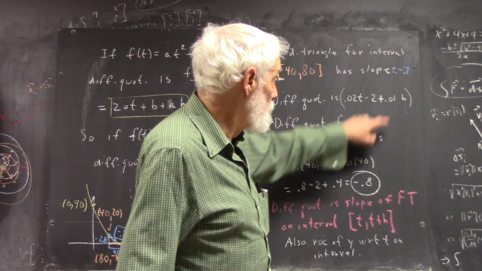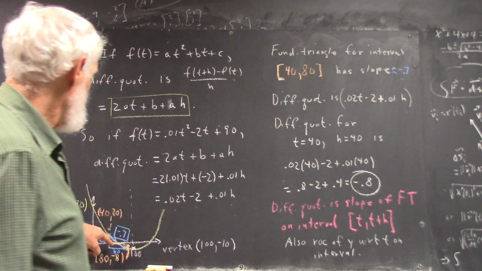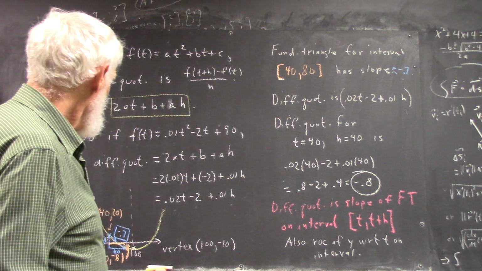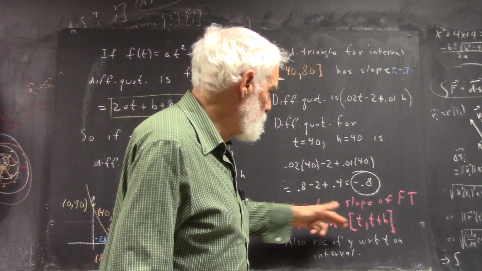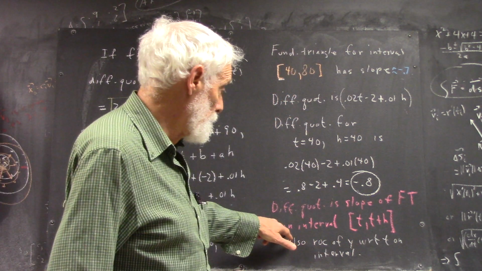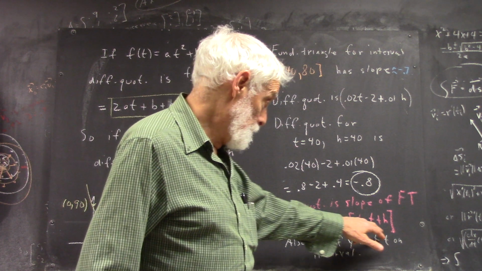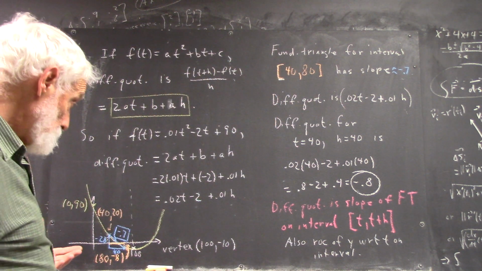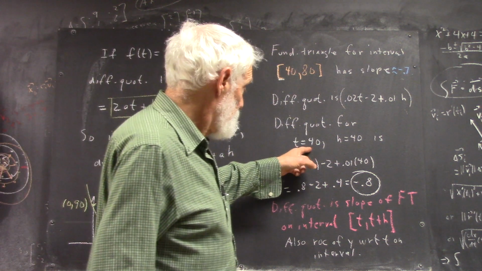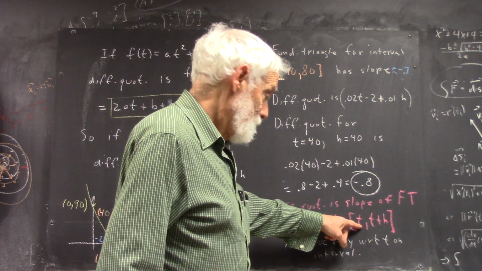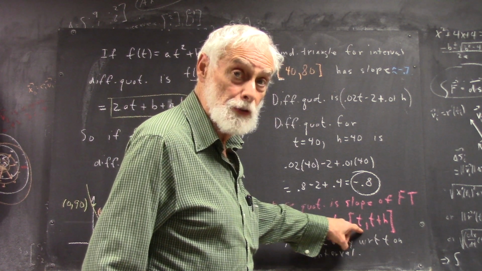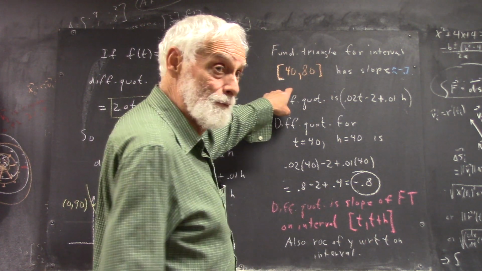So this is negative 0.8, where the slope of this fundamental triangle is negative 0.7. I make the statement that the difference quotient is the slope of the fundamental triangle on the interval from t to t plus h. Now why would I say that? Well, first of all, if t is 40 and h is 40, the interval from t to t plus h is from 40 to 40 plus 40, which is 40 to 80, which is this, right?